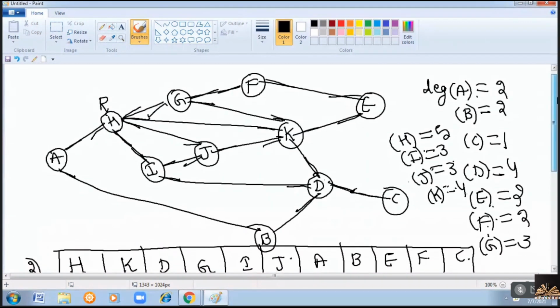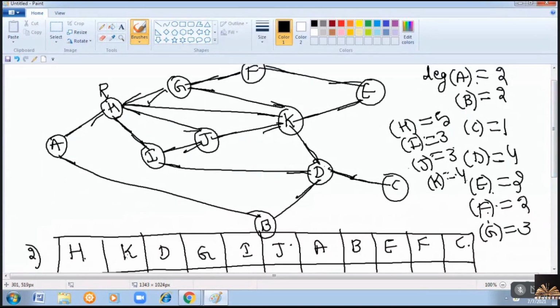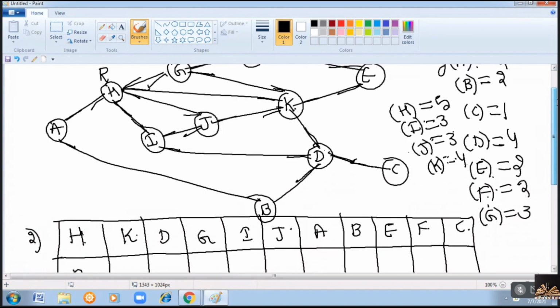Now move down the list. Identify the vertices which are not adjacent to the colored vertex. Which is the colored vertex? H is the colored vertex, right? Now move down the list. Next is K. So here K is adjacent to H, so you cannot color K. Next comes D. Is D adjacent to H? No, D is not adjacent to H.